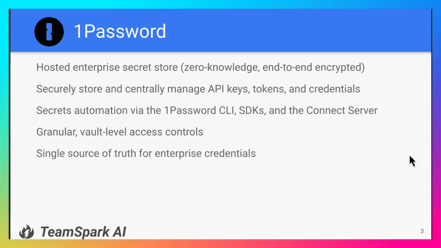So about 1Password, they're a hosted enterprise secret store. You might know of them as a consumer password manager app, which they also are, but they have a great enterprise secret store. Just like any of these, it's a good way to centrally manage and securely store all your API keys, tokens, and credentials. They support automation through their CLI, several SDKs on different platforms, and also this Connect server that you can run in your local network. It has granular vault-level access controls, which I'll show you in just a second for how that applies to agents. And it's a single source of truth for enterprise credentials.